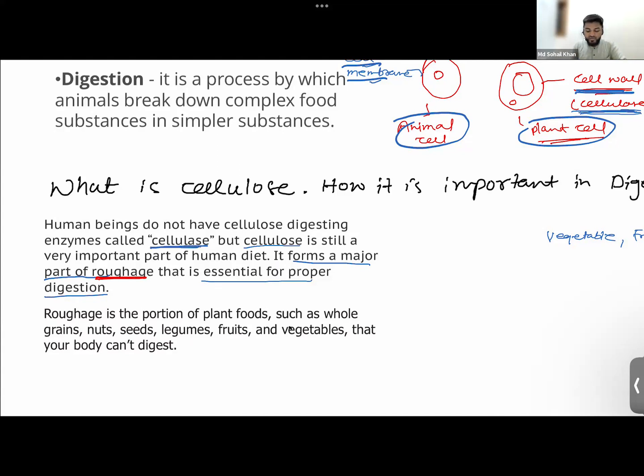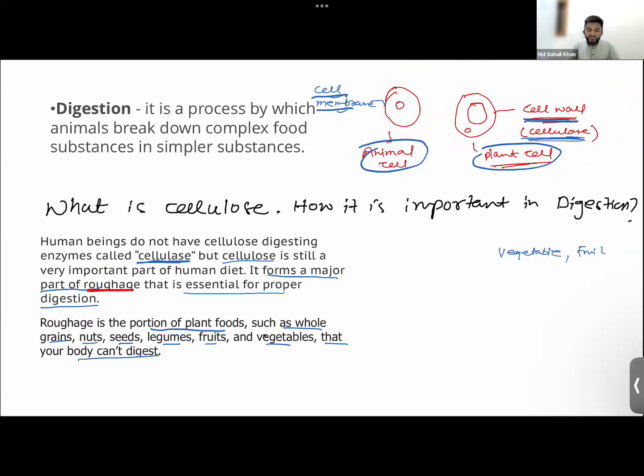That enzyme is called cellulase, not cellulose. It's cellulase which we humans do not have, but still cellulose is a very important part of our diet. Why? Because it adds roughage to our food. So the question is, what is this roughage? Roughage is simply that portion of the plant food, such as whole grain, nuts, seeds, legumes, fruits, and vegetables, that our body can't digest.